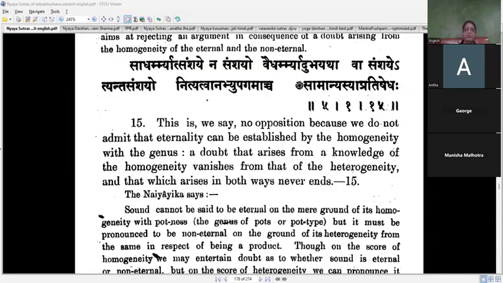So to ascertain the true nature of a thing, we have to weigh both the homogeneity and heterogeneity. And if both are doubtless, then only we can be sure. But if there is a doubt of even one count, then the doubt will persist eternally. So now we look into the next one, Prakaran Sama.